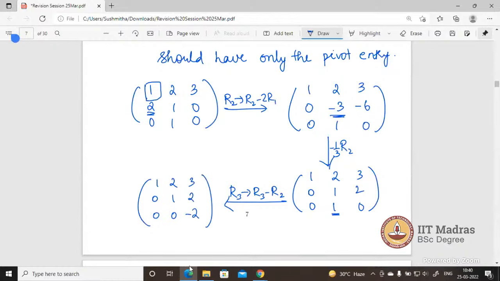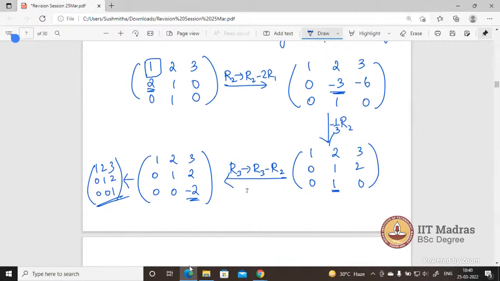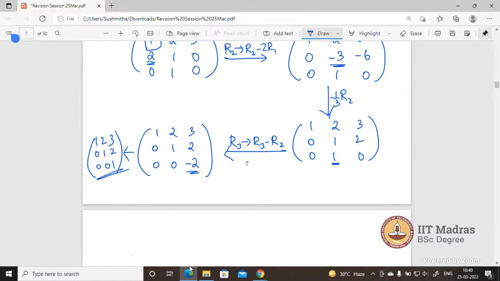Is this in row echelon form? Not yet. We can divide the last row by minus 2, since the pivot is not 1 here. 0, 0, 1. Now this is in row echelon form, but this is not in reduced row echelon form. So you do two more steps: you make these two 0 and then this 0. Then you will get the identity matrix, right? Yes.